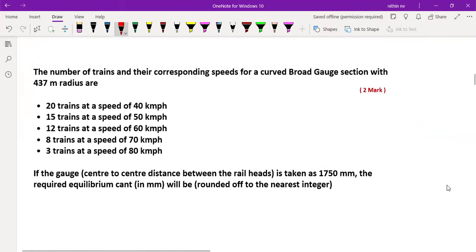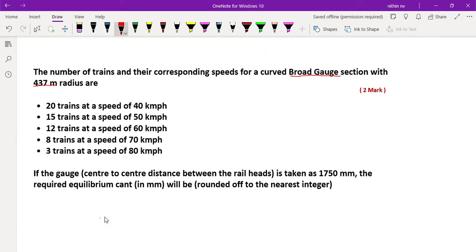This question is from railway engineering, which is asked for 2 marks. Somewhat an easy question. Now, what they have given is a set of trains which are using a railway track, which is a broad gauge railway track. That's a keyword here, and having 437-meter radius. Okay. Now, finally, what they are asking is the required equilibrium curve.